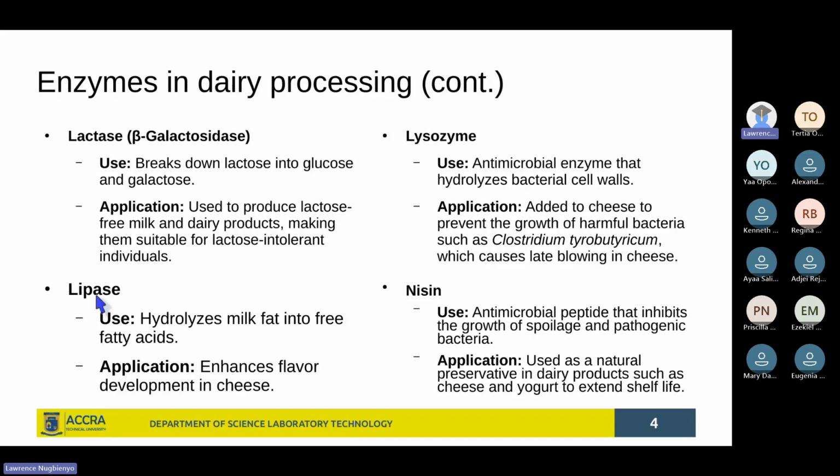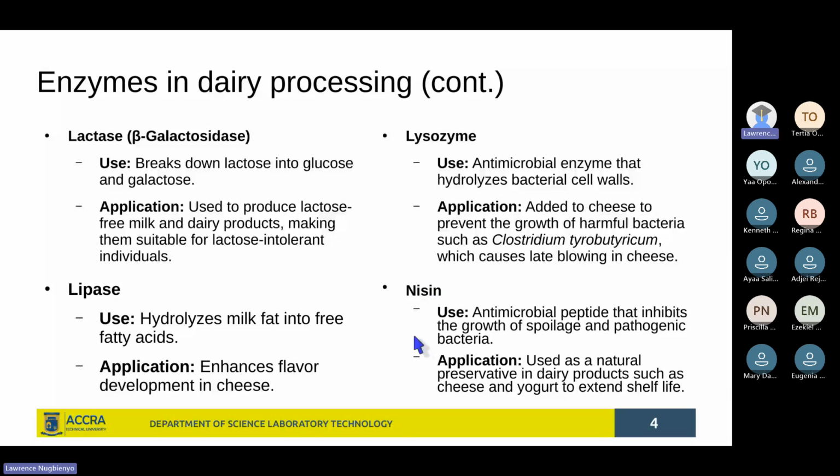You also do have another enzyme, which is nisin. Nisin is also an antimicrobial, and is also used for preservation. So you see, it is to inhibit the growth of bacteria, so that the spoilage of the milk products from these pathogenic bacteria is going to be inhibited. So in a way, the shelf life of the product is increased by the inclusion of this enzyme in the product.